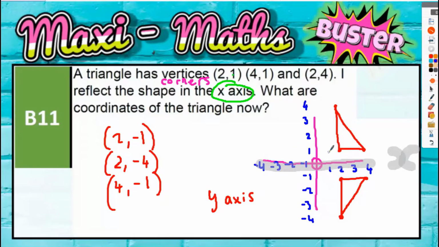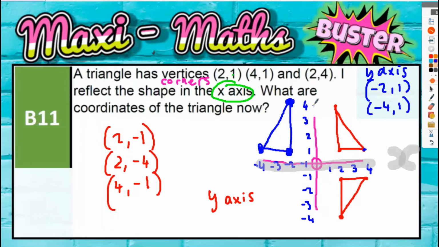Because a reflection in the y-axis would be 2 to the right, 1 up, so the reflection would be 2 to the left, 1 up. 4 to the right, 1 up would become 4 to the left, 1 up. And 2 to the right, 4 up would become 2 to the left, 4 up. So a reflection in the y-axis would leave you with these coordinates. I'm just going over in big blue dots now. The first one will be (-2, 1), this one will be (-4, 1), and this one at the top here would be (-2, 4).